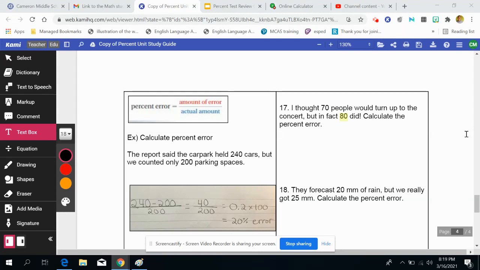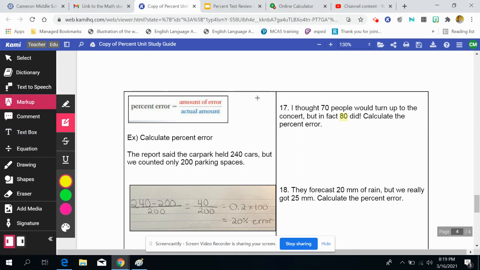We are on the home stretch. We have numbers 17 through 20 to go. For these ones, we have two problems that have to do with percent error and two problems that have to do with simple interest. So I'm going to get started right away. The first one, number 17, has to do with percent error.